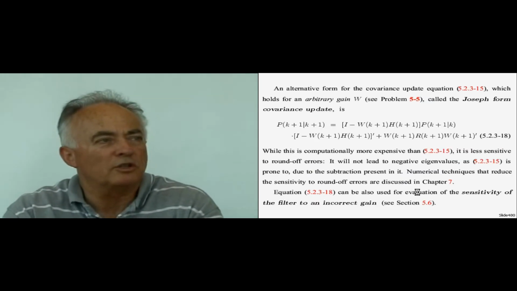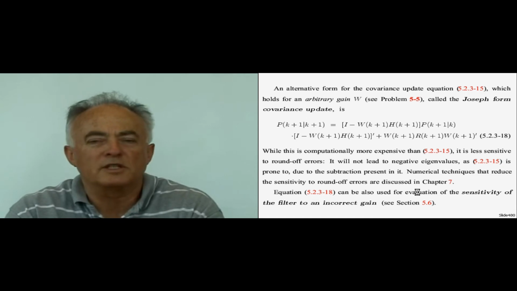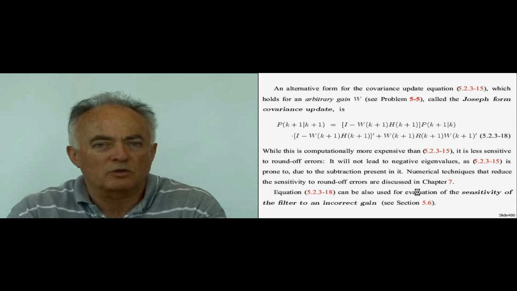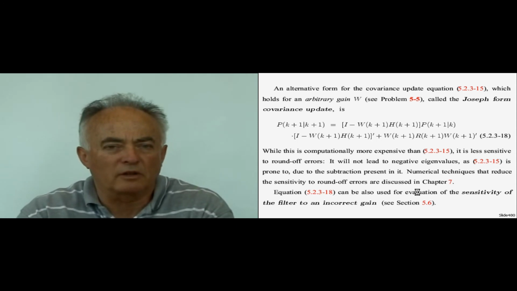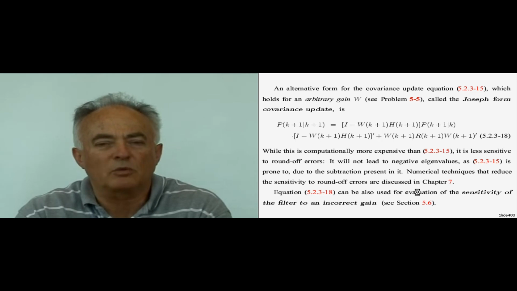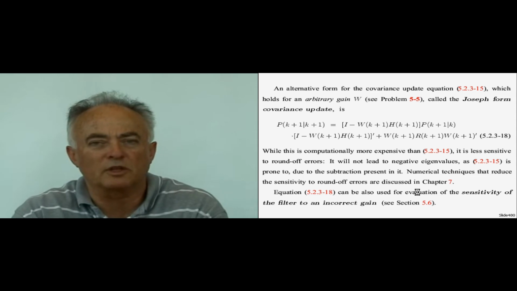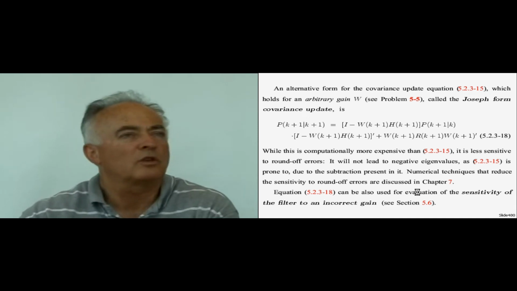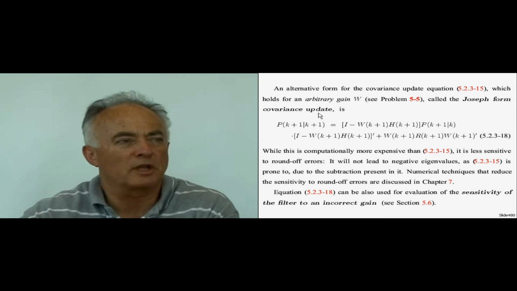There's one more interesting form for the covariance update equation. In the covariance update equation that we have up to now, it was implicitly assumed that the gain of the filter in the state update equation is the optimal gain as calculated using the equations we derived. What if you don't use an optimal gain? There is an answer to this question, and this is given by the so-called Joseph form covariance update.